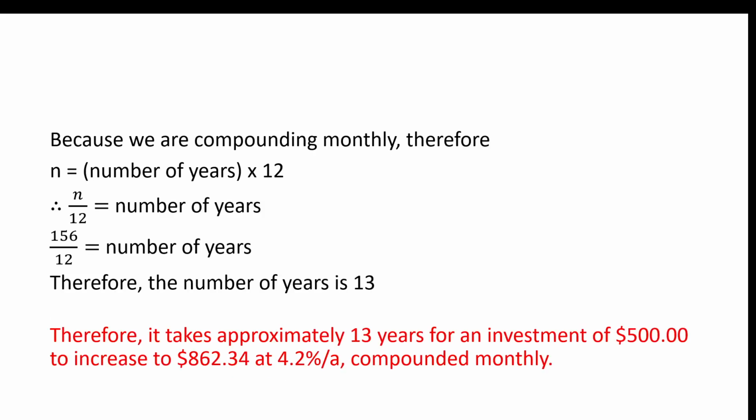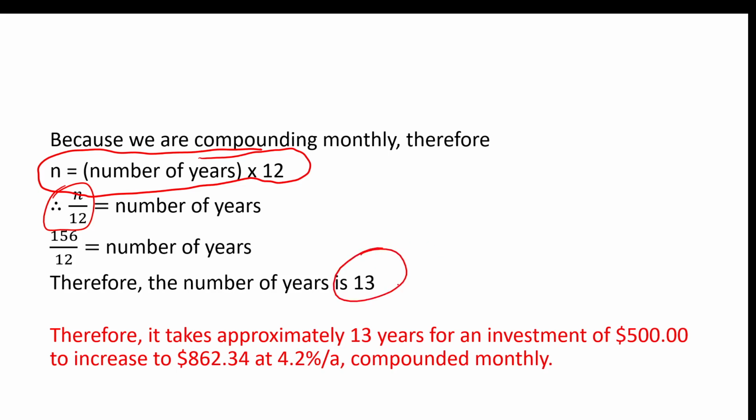Now, occasionally a student will think, well, that means that 156 years is the required time, but not exactly, because remember, when doing a monthly question, n is equal to the number of years times 12. Well, that means dividing both sides by 12, that n over 12 is the number of years. 156 over 12 is 13, so that would mean that it would take approximately 13 years for that investment to increase to $862.34 in the conditions given.